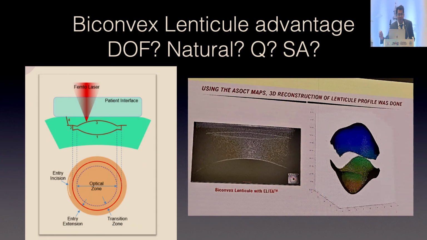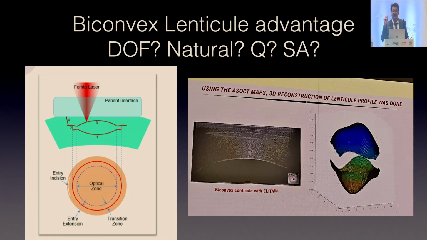Then what is the fourth advantage? The advantage of the first in industry biconvex lenticule with SILK. So how does it benefit? I've copied this picture from Rohit sir's presentation. Sorry sir, I could not click this. I don't know which OCT this is. So this has just been copied from Rohit sir's presentation.